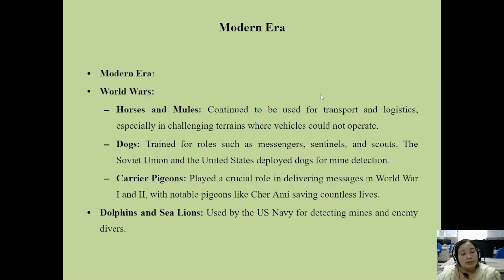Then modern eras, world wars are there. So we use horses and mules, which continue to be used for transportation and logistic purposes, especially in challenging terrains where vehicles could not operate. And dogs are trained for roles such as messengers, sentinels, and scouts. The Soviet Union and United States deployed dogs for mine detection.